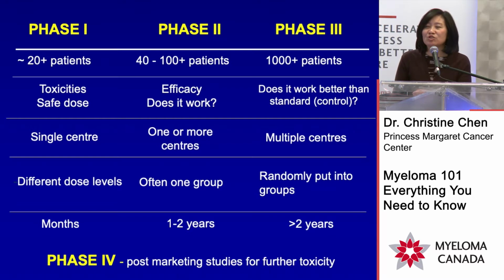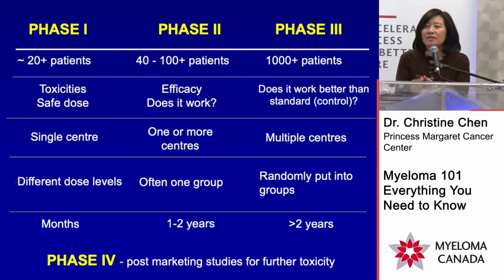Phase 1 trials are small. They're usually with novel treatments that haven't been used in trials much. Their goal is to determine how safe the drug is and often to identify an optimal dose. So we're just trying to determine toxicities because they haven't been used very often. They're often done in a single center. You'll see different dose levels. And the trials often last months to maybe a year or 2, but they're not very long-lasting trials.